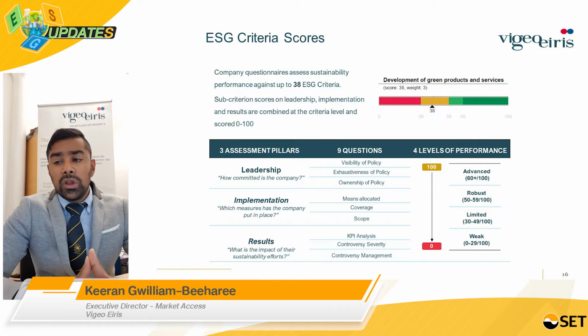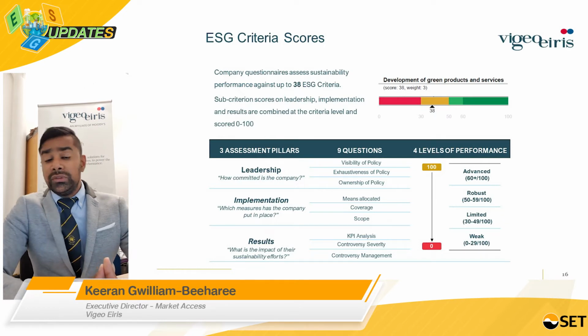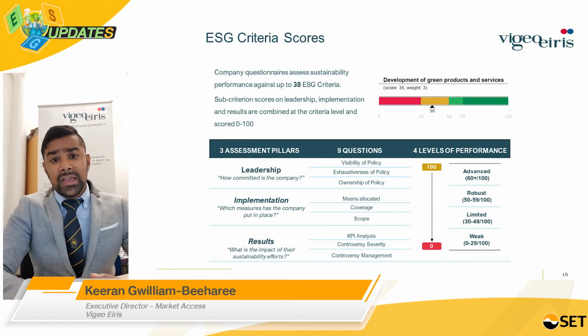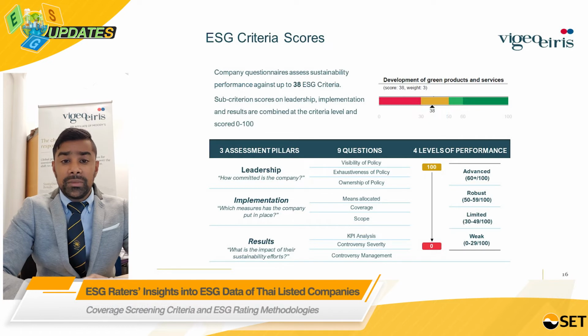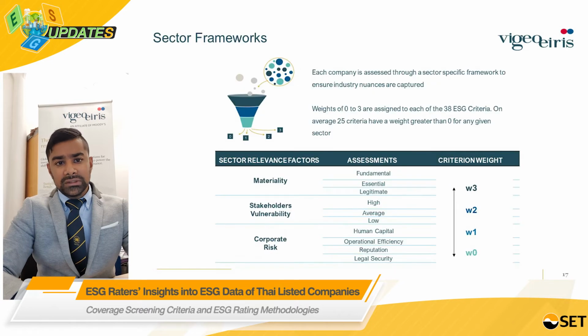By going through and answering these questions and examining the public ESG disclosures of companies, we build scores from 0 to 100, and we have a 4-point scale that we use. So scores between 0 to 29 are what we consider as weak, scores between 30 to 49 are what we consider to be limited, scores between 50 to 59 are what we consider to be robust scores, and companies attaining scores of 60 plus are those that we consider to be advanced.